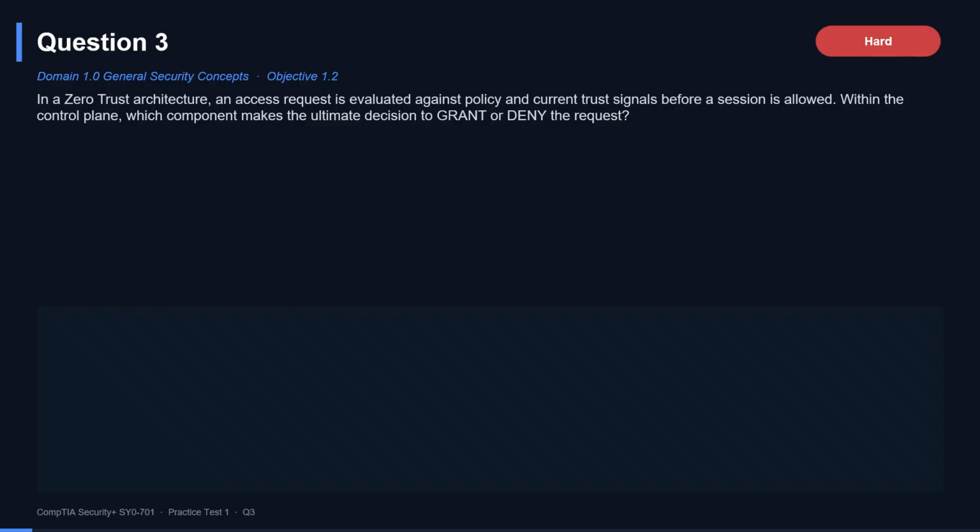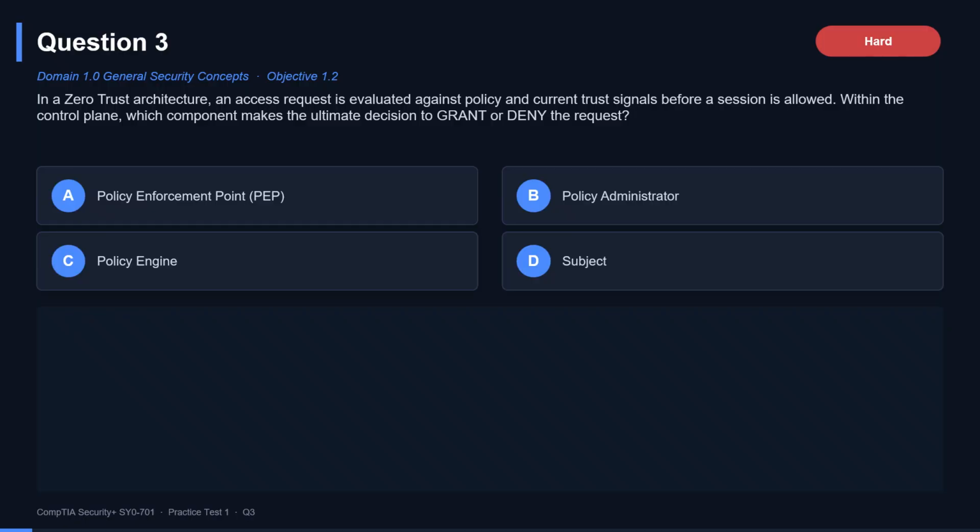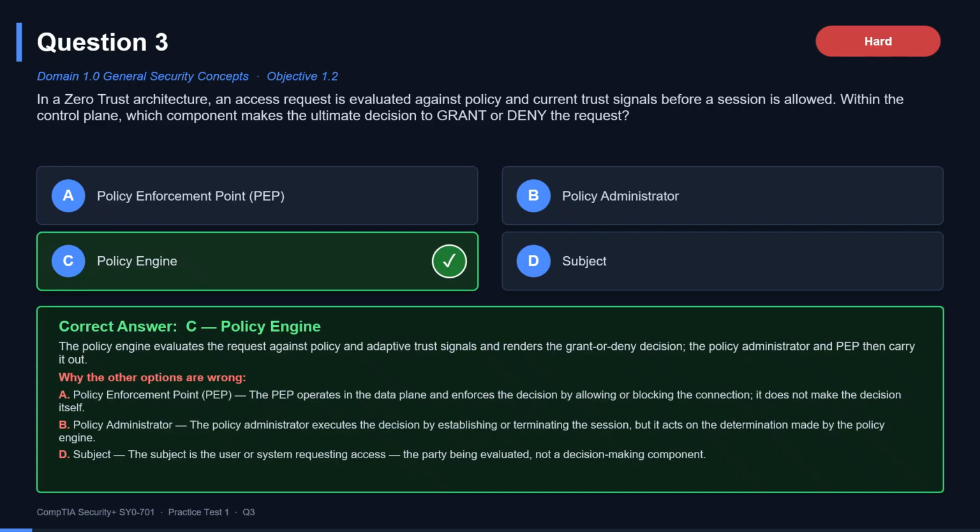Question 3. In a zero-trust architecture, an access request is evaluated against policy and current trust signals before a session is allowed. Within the control plane, which component makes the ultimate decision to grant or deny the request? The correct answer is C, policy engine. The policy engine evaluates the request against policy and adaptive trust signals and renders the grant or deny decision. The policy administrator and PEP then carry it out.